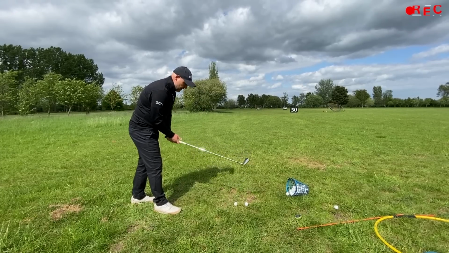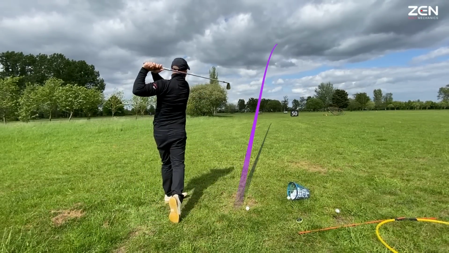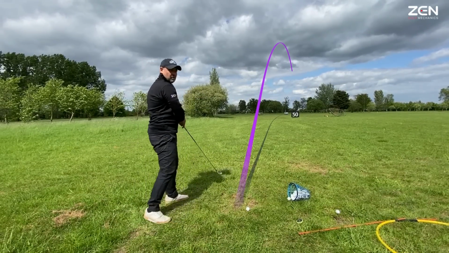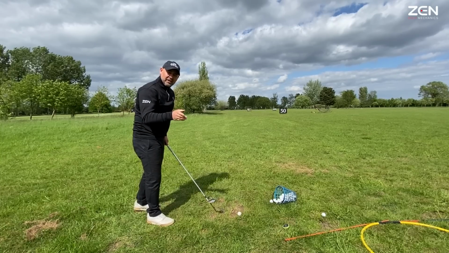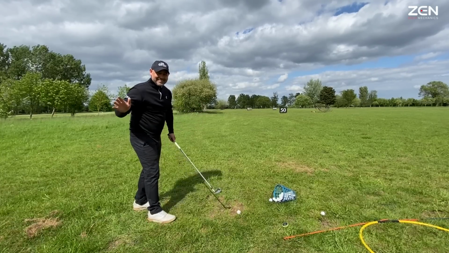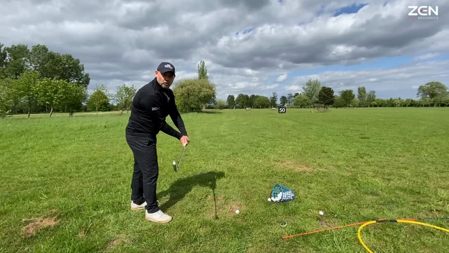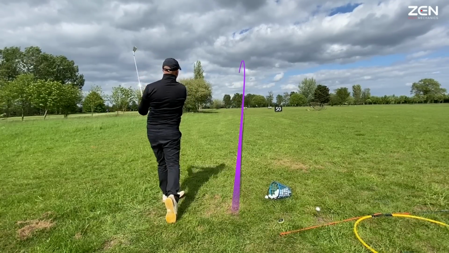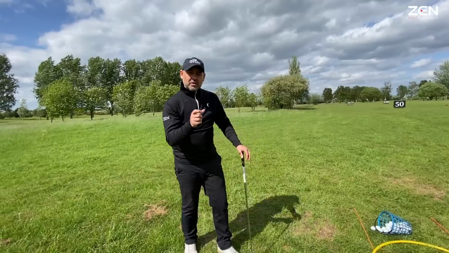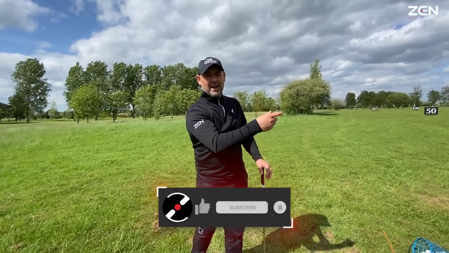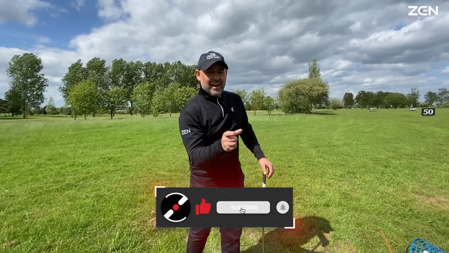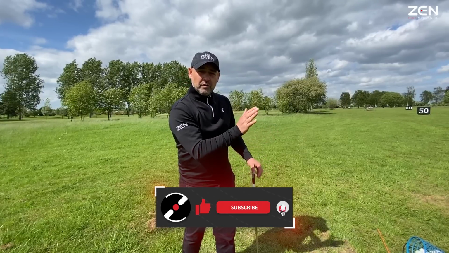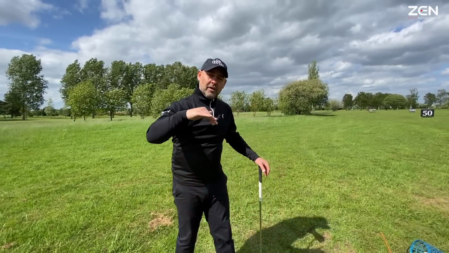You find yourself hitting a fade unintentionally, maybe because you didn't have your low point forward enough to get that path to the right and a draw shape. Because the draw curvature needs an in to out path, a path to the right, and to get that the low point needs to be forward of the ball. So we're striking down and on the out.